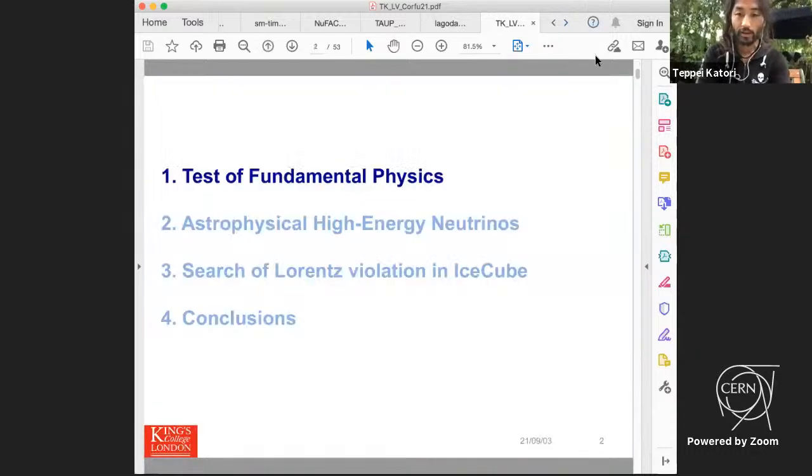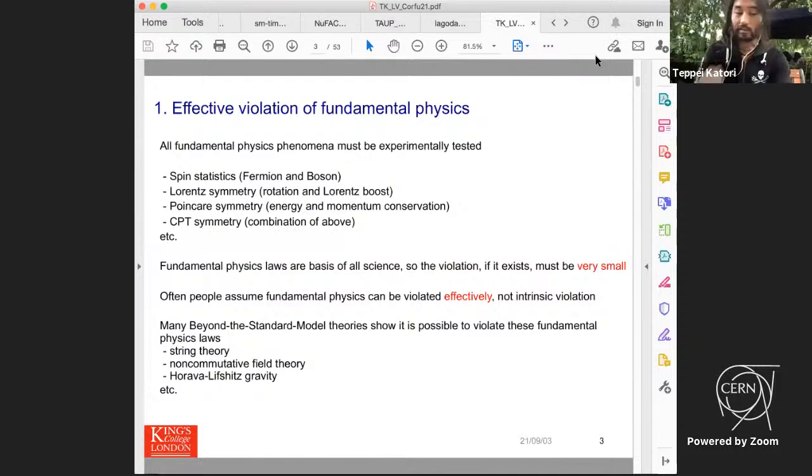Okay, so what is fundamental physics? It's an unlimited list, but I just show a few examples. So these are fundamental, and people believe it's always true, but there's no reason for it to be true unless you test it experimentally. Such as spin statistics, Lorentz symmetry, Poincare symmetry, and CPT symmetry, and so on. And we believe these are true because they agree with the experiment. So the violation, if it exists, must be very small. And also these are fundamental physics, which means it's not easy to violate because you have to reconstruct everything from scratch, but you can violate it effectively, not intrinsic violation.